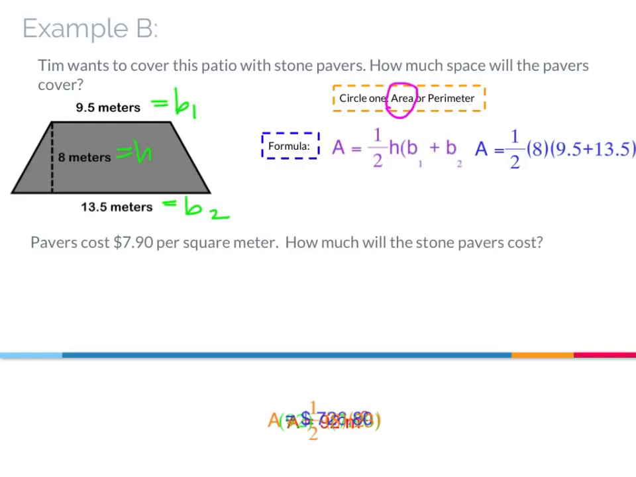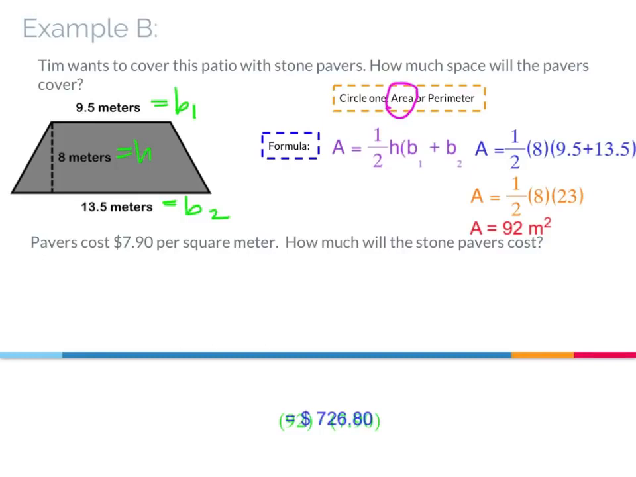We have to follow order of operations, so we need to add the two numbers inside the parentheses to give us A is equal to 1/2 times 8 times 23. And when we multiply the three numbers together, we get A is equal to 92 meters squared. When you're finding area, it'll always be the unit squared. So if this was in inches, it would be inches squared, or if it was in centimeters, it would be centimeters squared. In this case, since it was meters, our final answer became meters squared.